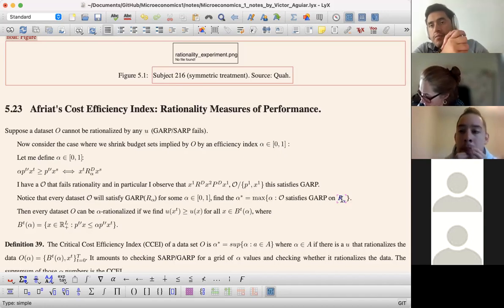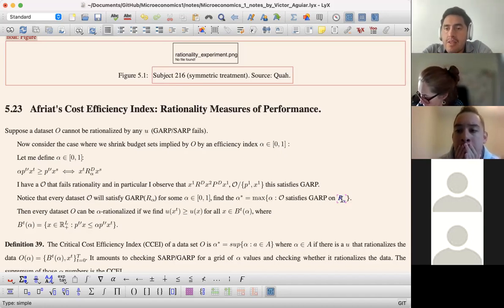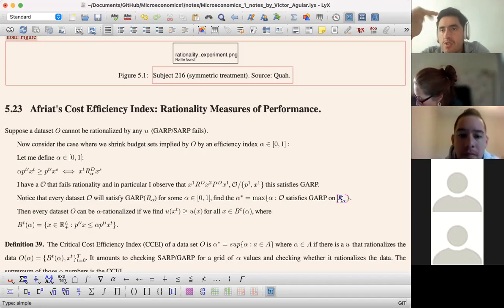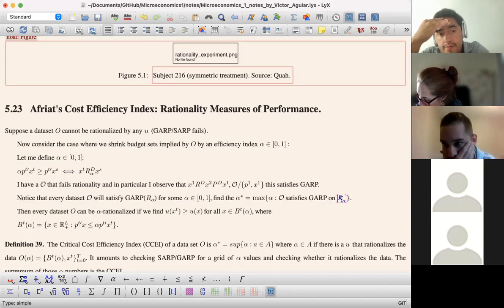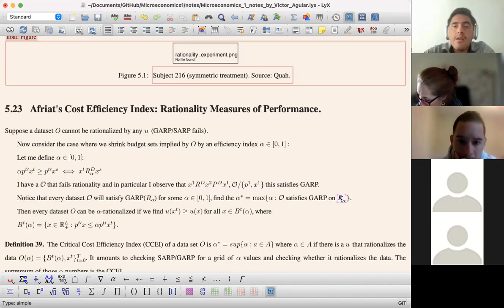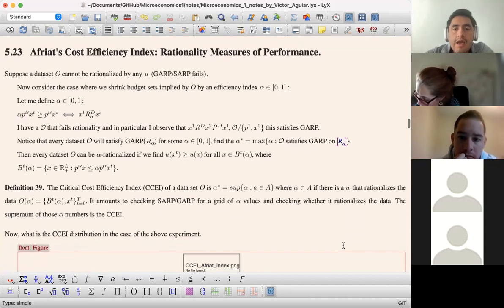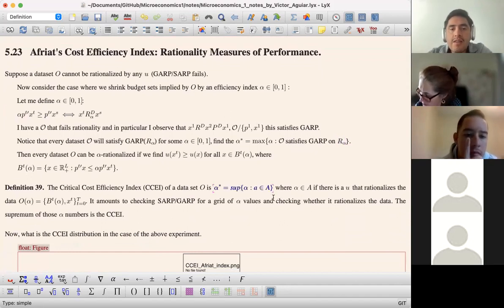Yeah. And the other extreme is alpha equal to 0. So it's someone whose revealed preferences are so messed up that they can never be rationalized except if I kill everything, right? And of course, most numbers are going to be above 0. And then you're trying to pick the one closest to rationality, right? And the closer you are to 1, the closer you are to rationality, okay? So then, the critical cost efficiency index is this thing where you're taking the max alpha.